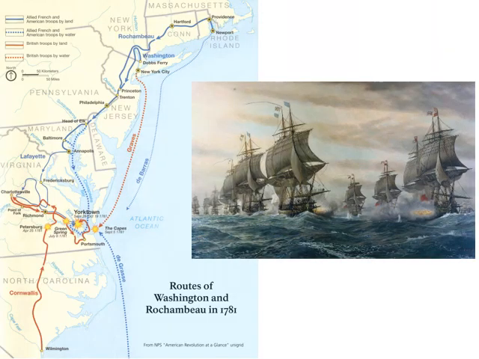So here you can see on this map, this is Cornwallis. He had marched north through North Carolina, and he had marched into Virginia, and he had fought a little bit here in Virginia, and then he had gone to Yorktown.